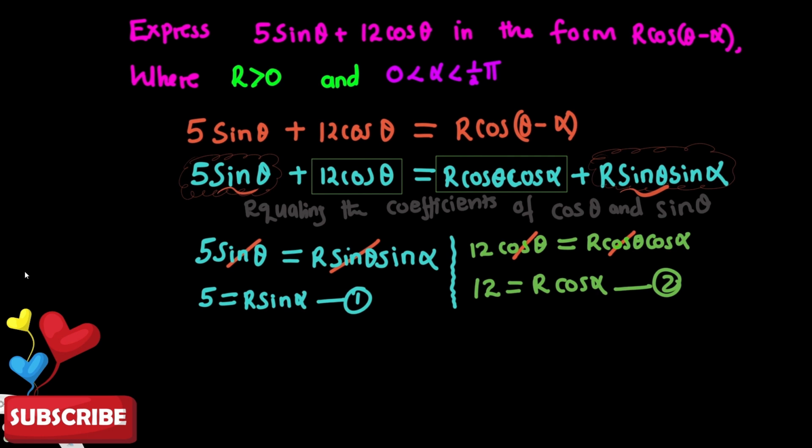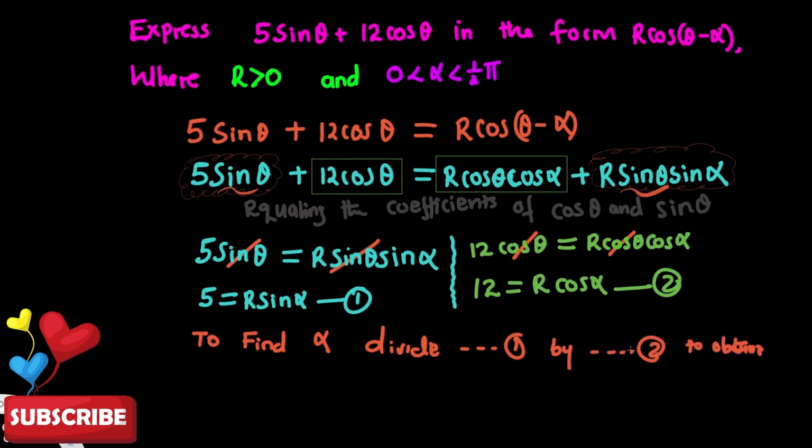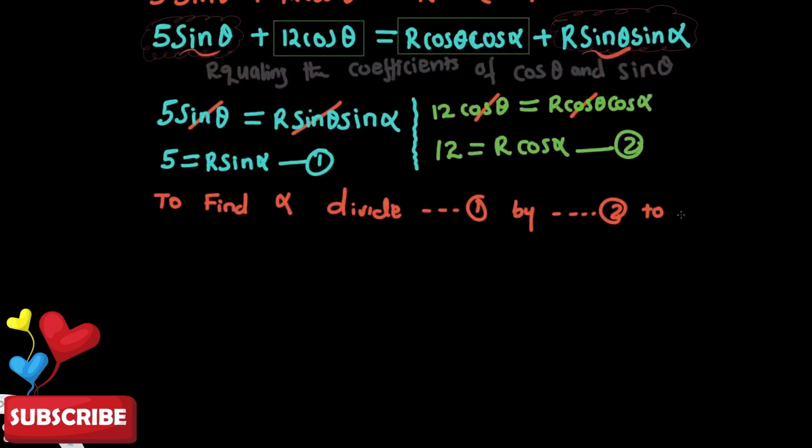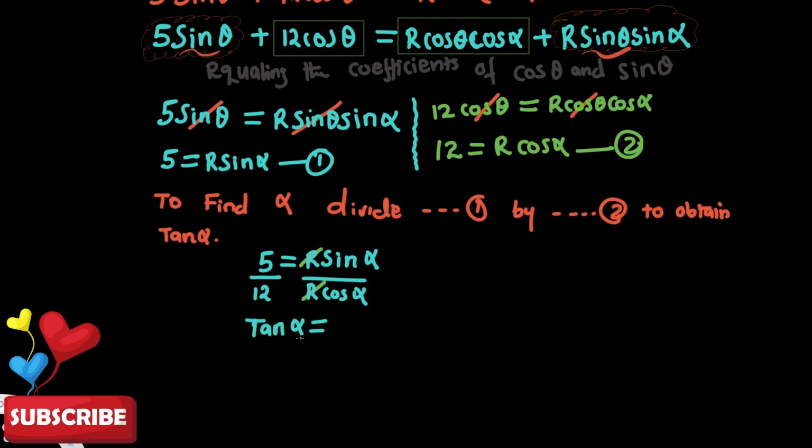We can get alpha and r. So to find alpha, we need to divide equation 1 by equation 2 in order to obtain the two trigonometric ratios in terms of tan alpha. We can now divide this as follows, and if we cancel r, we are going to remain with tan alpha, because sine alpha divided by cos alpha is tan alpha. So tan alpha equals 5/12.